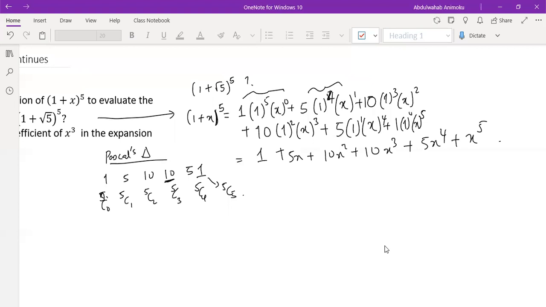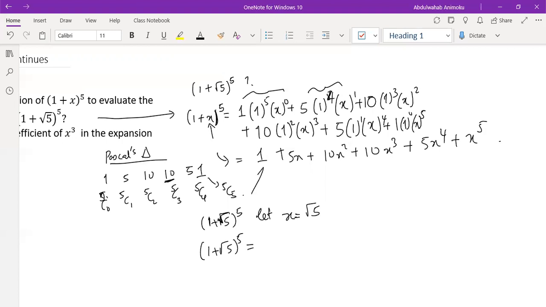Now, how do we use this in the expansion of (1 + √5)^5? Check the two. What is similar is we have 1 as the first term, which is fine. The second term is √5, which is actually replacing x here. So all we need to do is what? Replace x with √5 in this expansion.